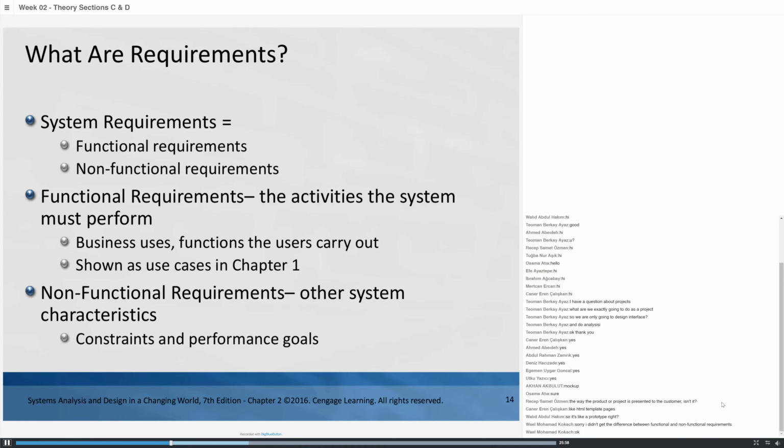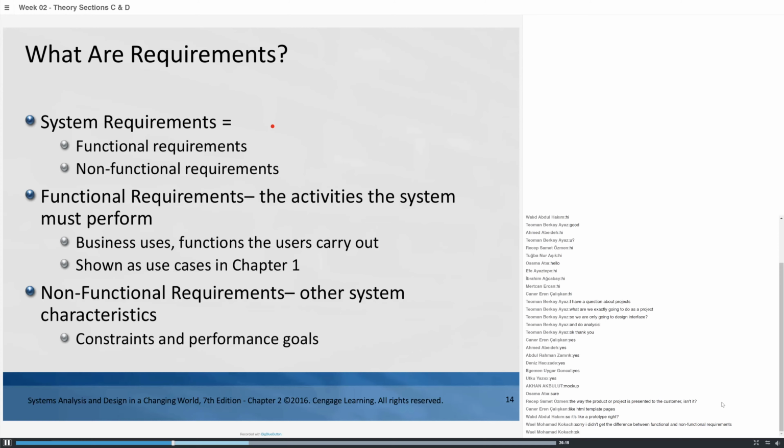Okay, now let's talk about requirements in detail. We need to categorize the requirements in two ways: functional requirements and non-functional requirements. Functional requirements are the... Oops, sorry about it. My alarm to take my pill.